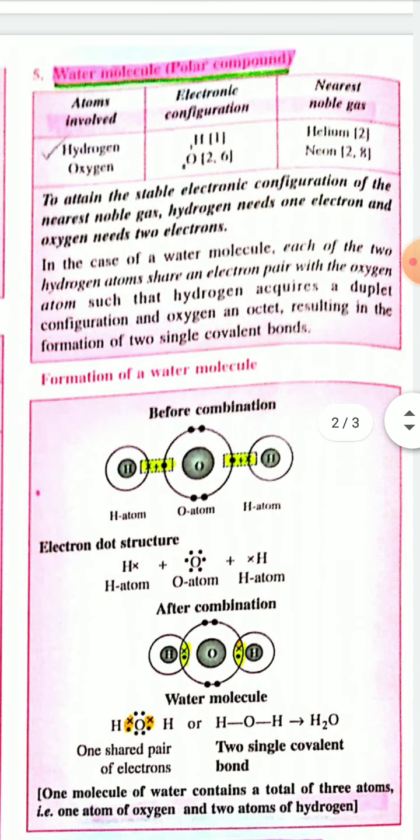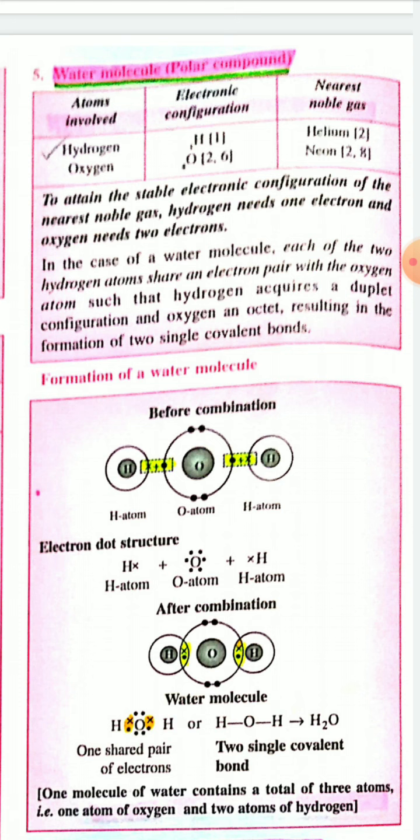And the next molecule is the water molecule, water, H2O. In H2O, two hydrogen atoms and one oxygen atom combine to form the water molecule. You know oxygen has 6 valence electrons and hydrogen has 1 electron in the outermost shell. So oxygen needs 2 more electrons to become an octet, that is, to attain the electronic configuration of the nearest noble gas. Hydrogen needs 1 electron and oxygen needs 2 electrons.